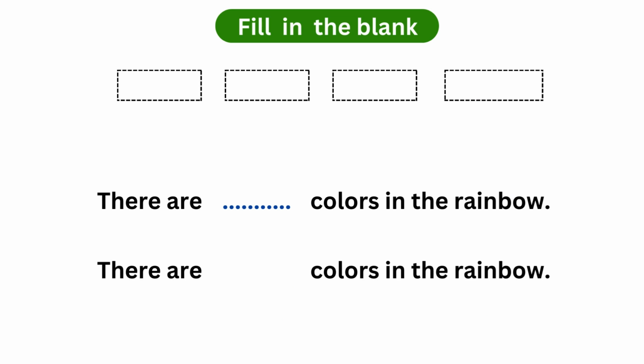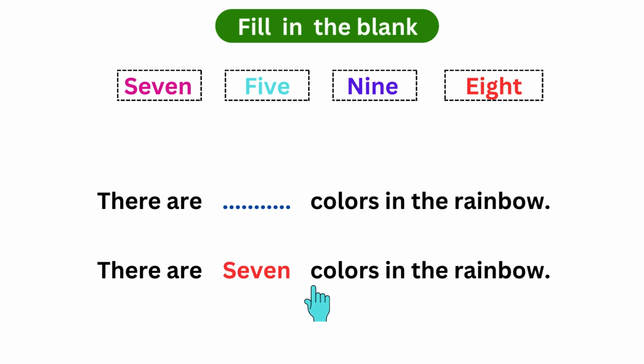Here's the fourth fill in the blank question for you. There are dash colors in the rainbow. Your options are 7, 5, 9, 8. The correct answer is there are 7 colors in the rainbow.